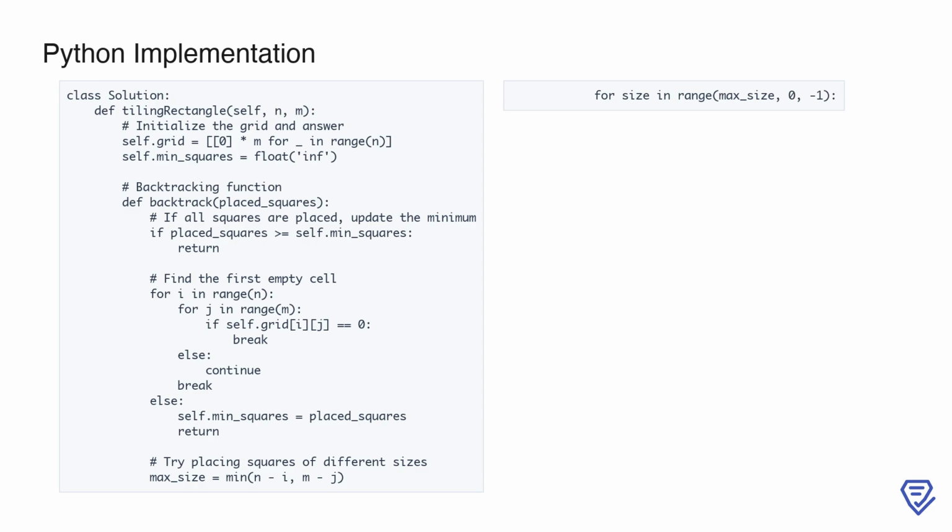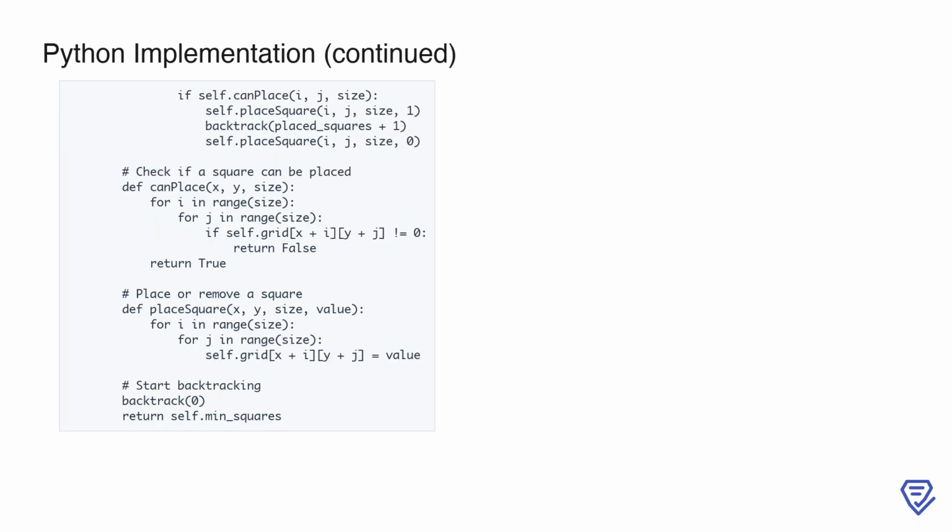After finding an empty cell, we calculate the maximum possible size of a square we can place starting at this position, which is the smaller of the remaining rows or columns. We then attempt to place squares of decreasing sizes at this position, starting from the largest possible size. For each square size, we first check if it can be placed at the current position using a helper function canPlace. This function iterates over all cells within the bounds of the square and checks if any of them are already occupied. If placement is valid, we proceed to place the square using another helper function placeSquare, which modifies the grid to mark the cells covered by the square.